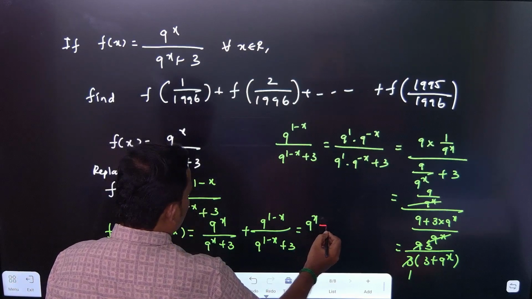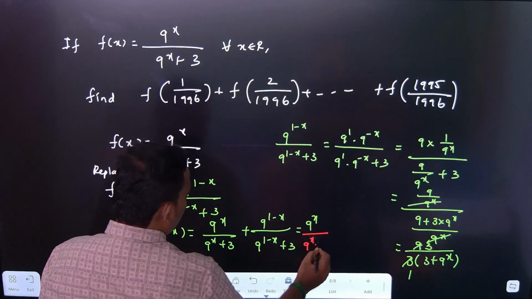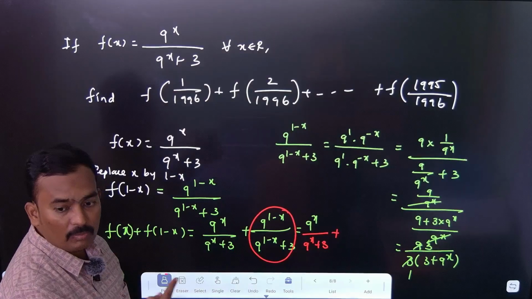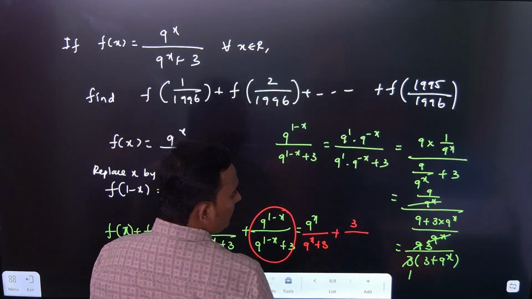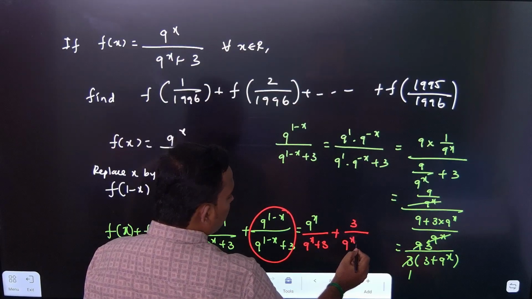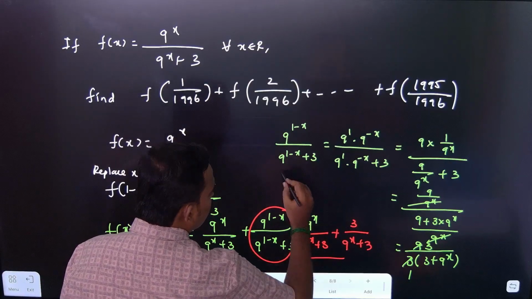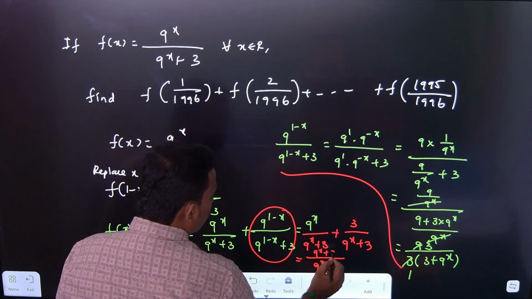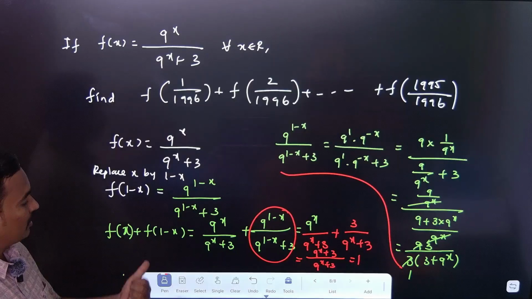9 power x divided by 9 power x plus 3 plus 9 power 1 minus x divided by 9 power 1 minus x plus 3. How to write? It is equivalently we can write 3 divided by 9 power x plus 3. So now you can take the LCM. What will we get? 9 power x plus 3 by 9 power x plus 3, you'll get 1. The ratio is 1. The sum of these two things would be 1.